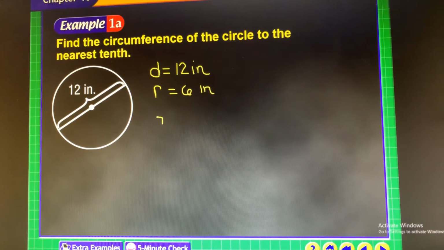So in this case, I'm looking for circumference, and notice what it wants you to round to. Always pay attention to that. You know, I always grade you on that. So circumference is going to equal pi d, right?